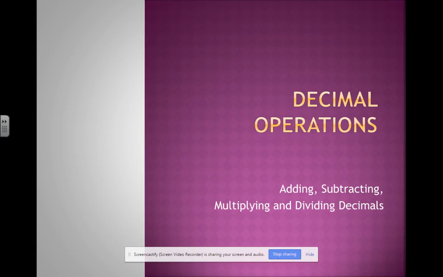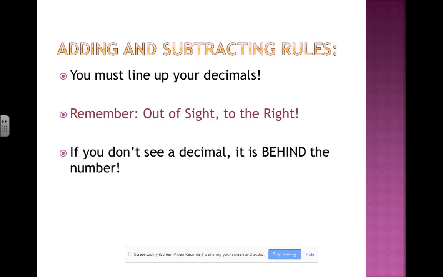Hey guys, today we're going to take a look at decimal operations. We're going to start off with adding and subtracting. The rules for adding and subtracting are fairly easy.